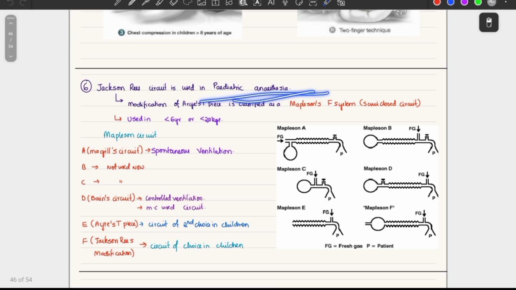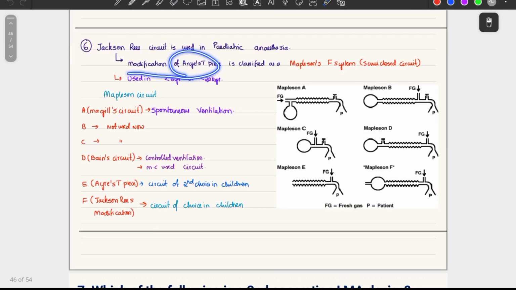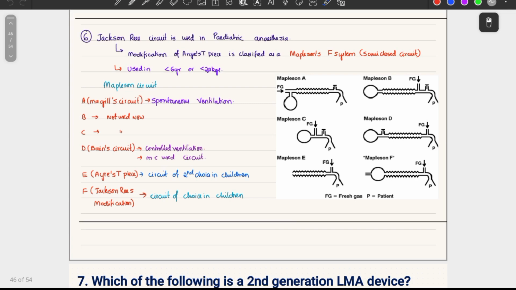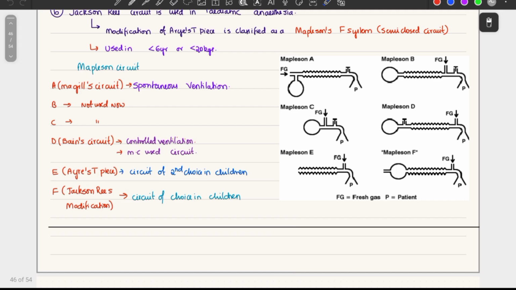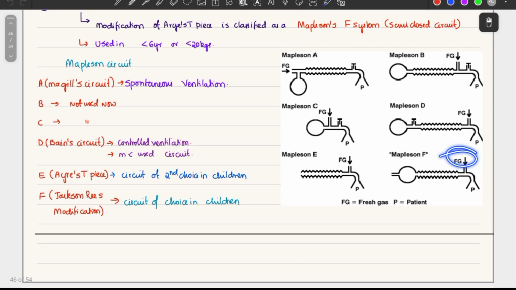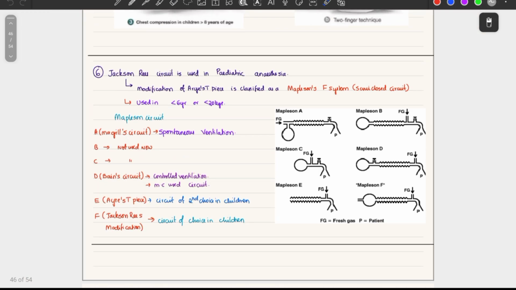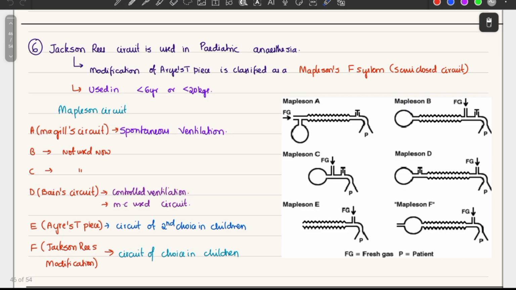It is nothing but the modified Ayre's T piece, classified as the Mapleson F system, that is a semi-closed circuit. You can see here it is a Mapleson F circuit. It has only one opening. This is the semi-closed. Here FG, the fresh gas, will come. This is the patient end. Here you have to know this A and D are very important.